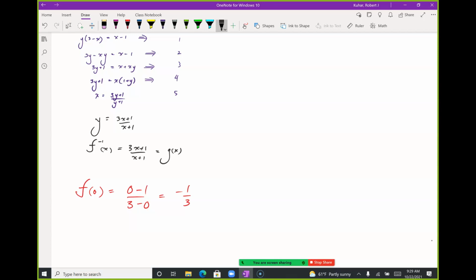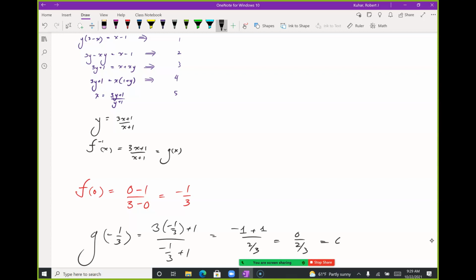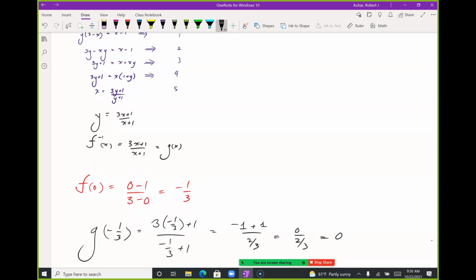The chat is open. So now I want to find g of negative 1/3 and see if I get my 0 back, right? So 3 times negative 1/3 plus 1. I can already see that numerator is 0 and the denominator is not 0, right? I get (negative 1 plus 1) over 2/3. I get 0 over 2/3 or 0. So my input and output switched. And that's exactly what I need.